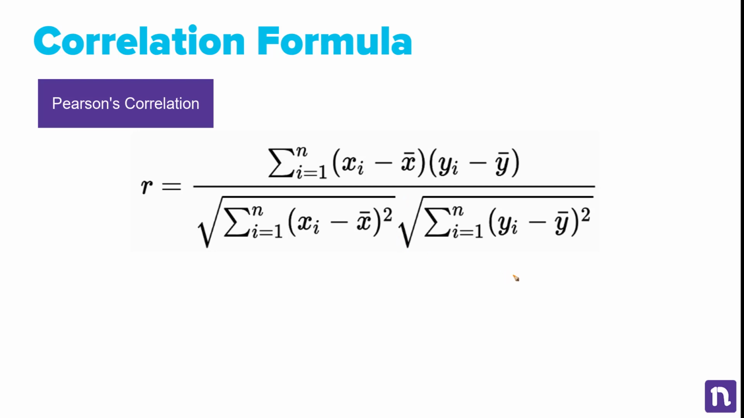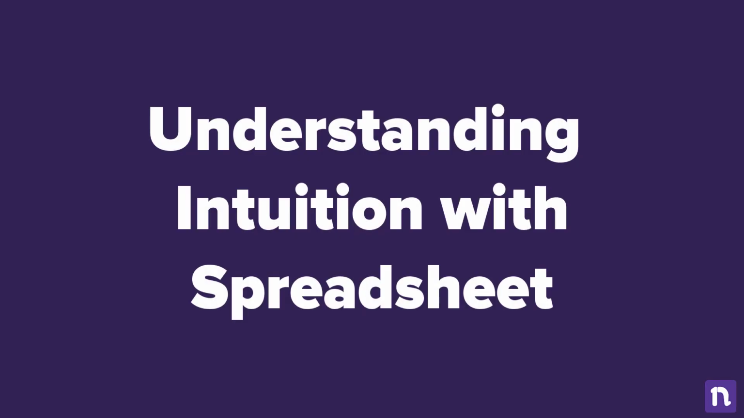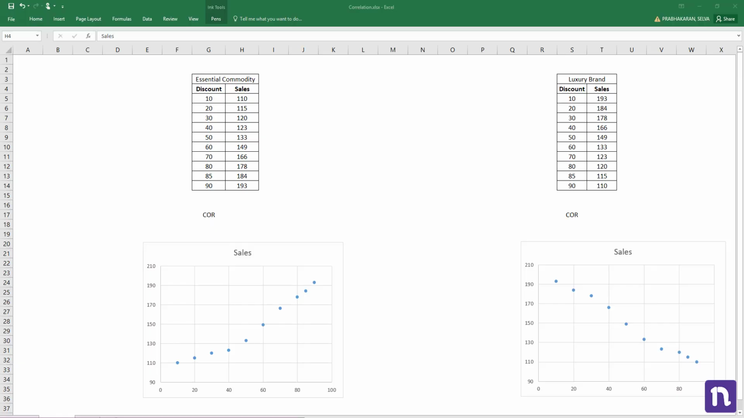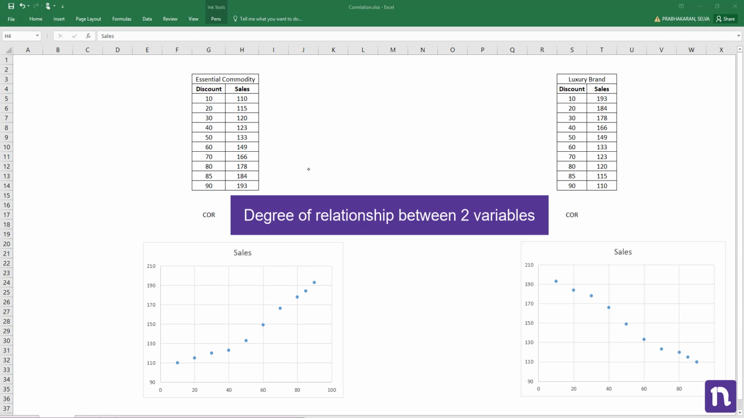Now, this correlation value can vary between -1 to +1. It is always between -1 to +1. And what does this mean to us? To understand that, we need to understand what correlation is in the first place. What does it actually represent? Now, correlation is supposed to measure the degree of relationship between two variables. To be more precise, the degree of linear relationship between two variables.